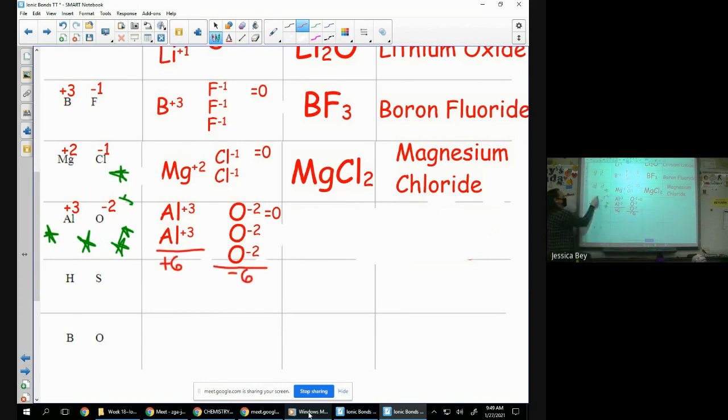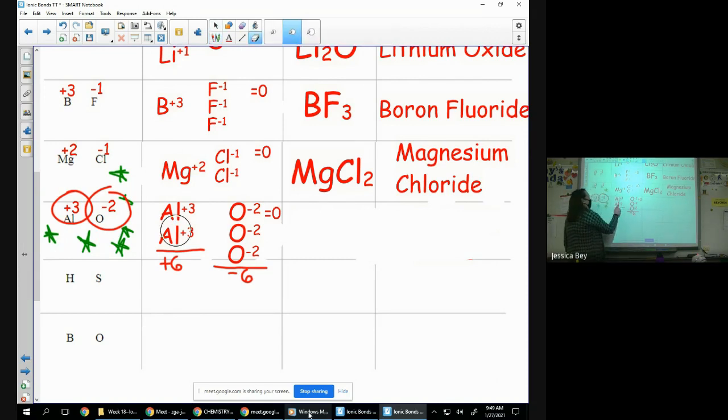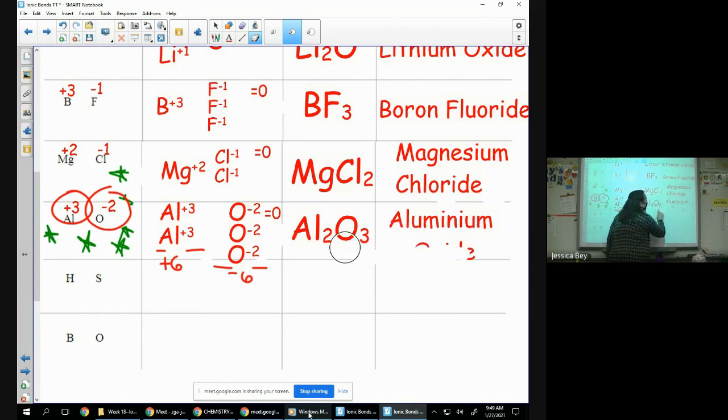So what you can see, when you see these numbers here, what do they both go into? They both go into 6. You'll eventually know you need to make them into a charge of 6. So what do I have here? I have how many aluminums? 2. How many oxygens? 3. And that is aluminum oxide. Okay. So again, very simple.